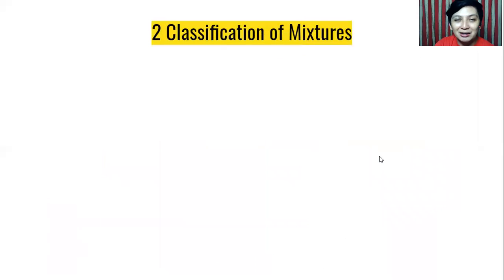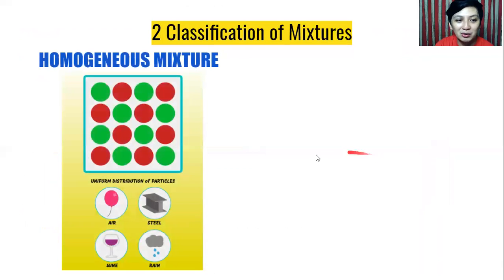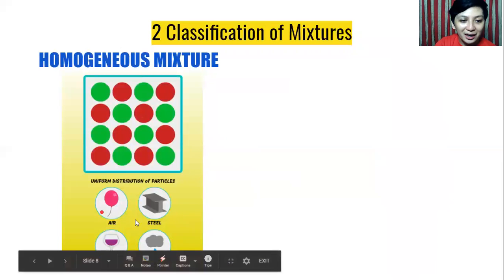So to give you a review and a short background last time, we have two classifications of mixtures, right? So we have homogeneous mixtures, which is uniformly distributed particles, or it is a uniform distribution of particles. As you can see, it's like the particles is equally distributed. So we have air, steel, and then some examples of this one are wine and rain.